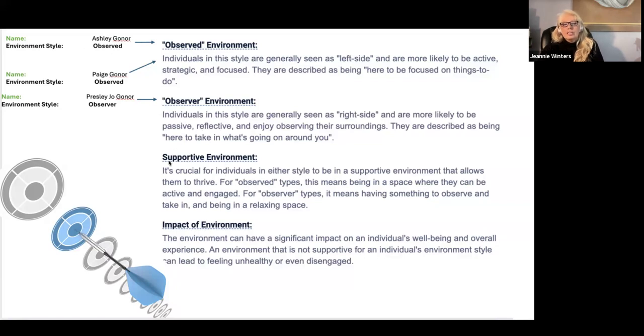So, a supportive environment is crucial for individuals in either style, to allow them to thrive. For an observed type, it means being in a space where they can be active and engaged. For observer types, it means having something to observe and take in and being in a relaxing space. So again, if you were on a cruise, you would want whatever big activities were going on for Presley, so that she could observe people, and you and Paige would want to be observed. Does that make sense? Yeah, for sure. You would decide what you want to do.